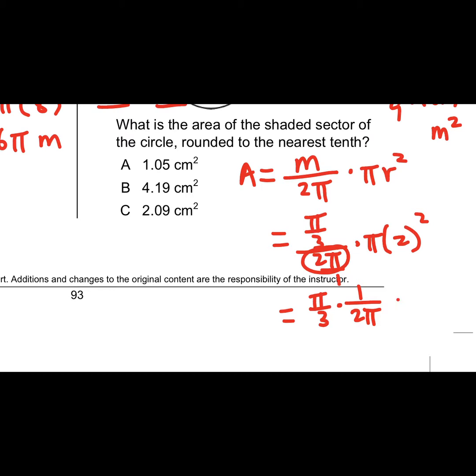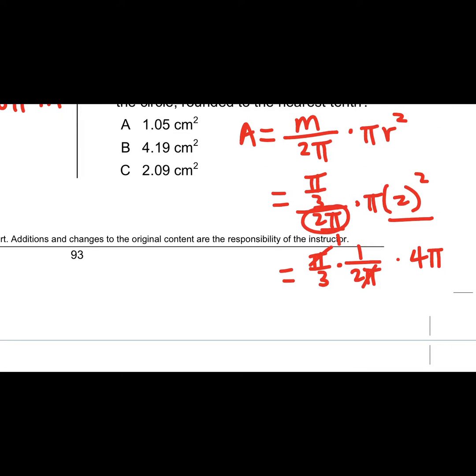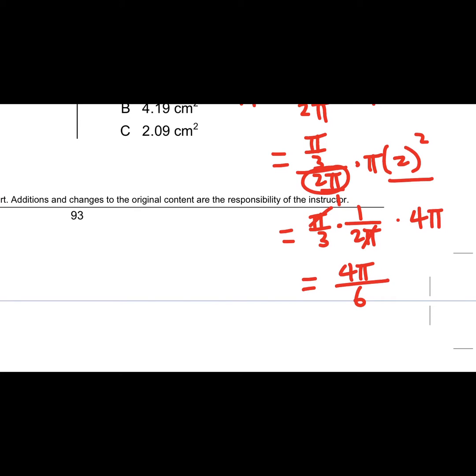And then we still have 2 squared, which is 4, times pi. Let's cancel out some pi's here. The pi's will cancel out, and we have on top 1 times 4 pi, which is 4 pi, over 6 on the bottom. And we can actually reduce 4 over 6 to 2 over 3.